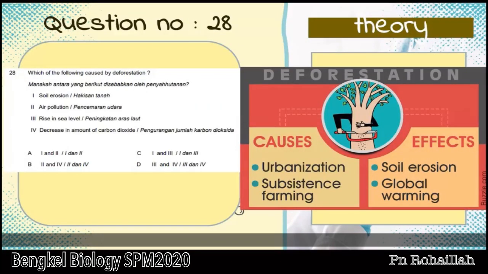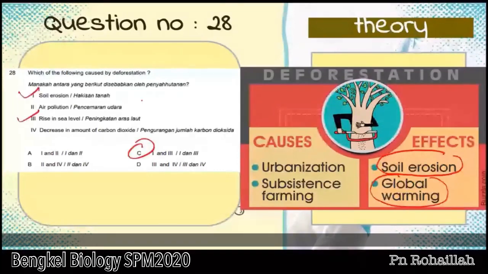Which of the following is caused by deforestation? So deforestation will affect soil erosion and global warming. So bila global warming, the rise of sea level will increase. So the answer is 1 and 3. So C. Boleh? Air pollution, tak ada kaitan. You dekat country yang menyebabkan air pollution tu. Okay. Next. 29.